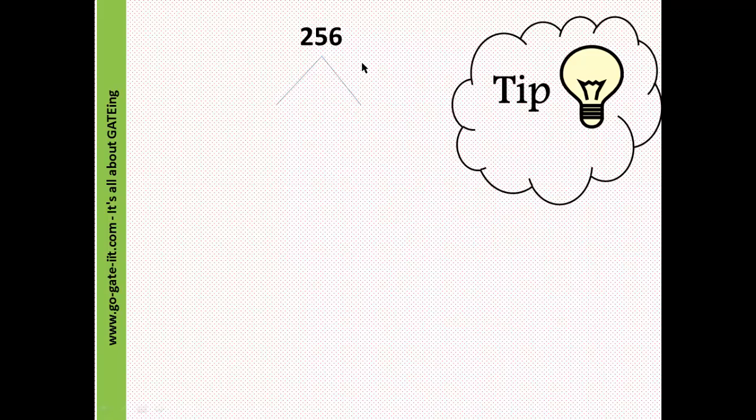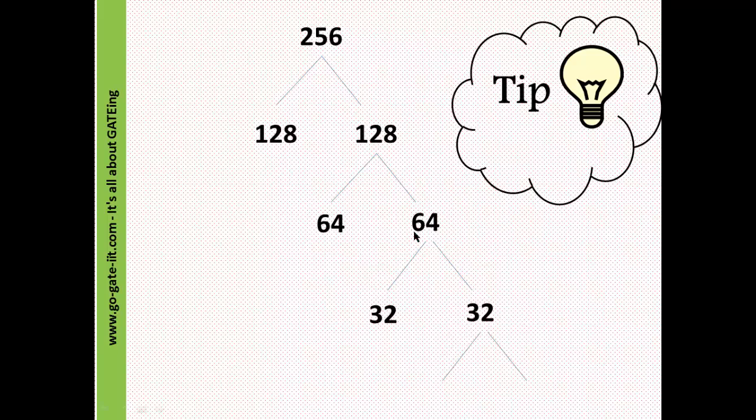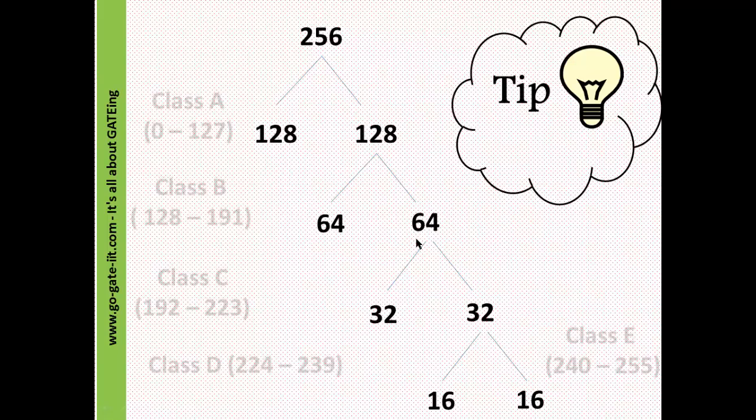You can take the very first octet, which is of 8 bits. So 2 raised to 8 gives you 256. You can divide 256 into 2, which gives you 128 and 128. Again, this 128 is divided into 64, like 50-50%. Again 64 is divided into 32 and 32, and 32 is again divided into 16 and 16. So how do we determine which IP address belongs to which class?